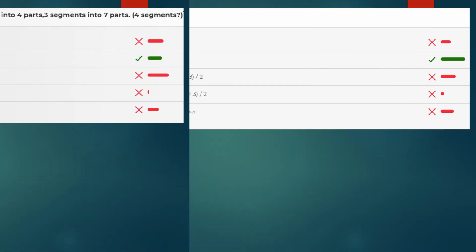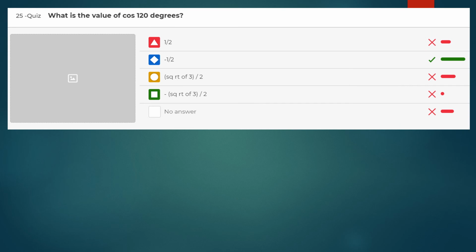And then, for the last item, what is the value of cosine 120 degrees? We can easily find the value of this if we use our calculators. But how are we going to do that if we do not have a calculator? If you can't calculate, how will you know the value of cosine 120 degrees? This is where the concept of the reference angle comes in.